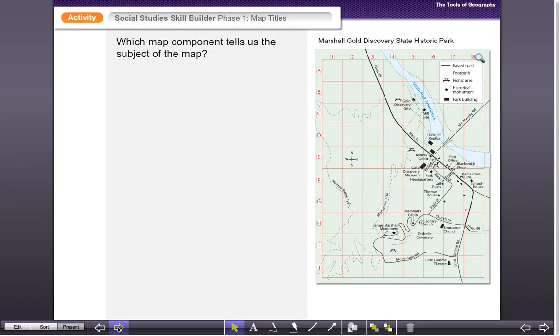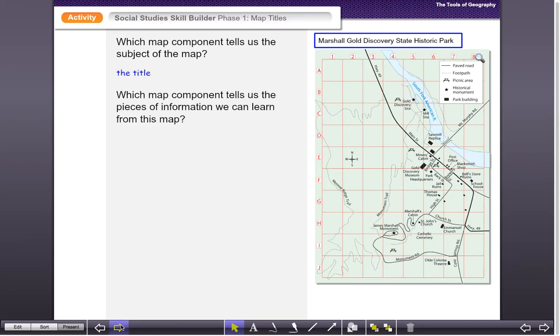So what component tells us the subject of the map? Take a look and see if you can figure out what the subject of the map is. You said, well, I think that's the title. That would be this information right here where it says Marshall Gold Discovery State Historic Park. That tells us the subject of our map.